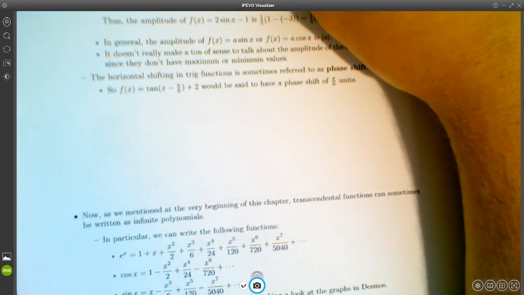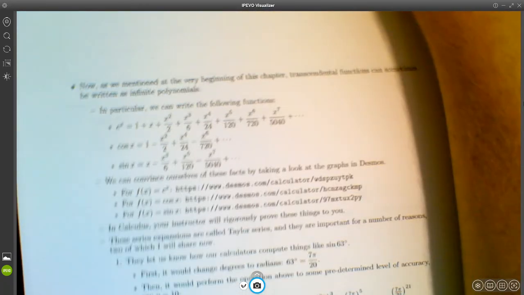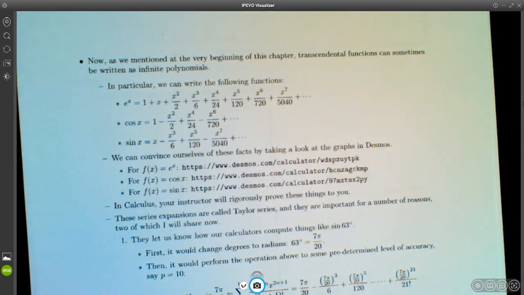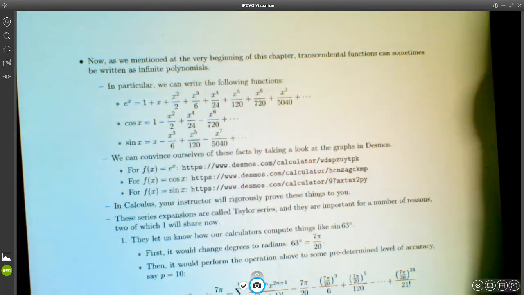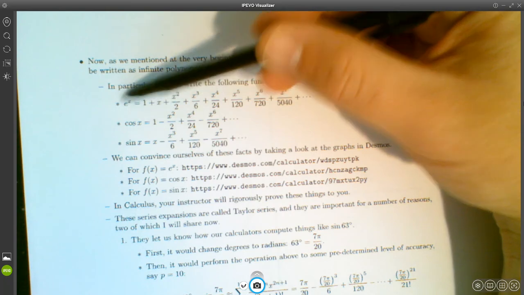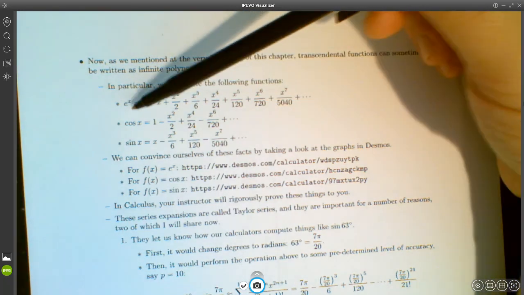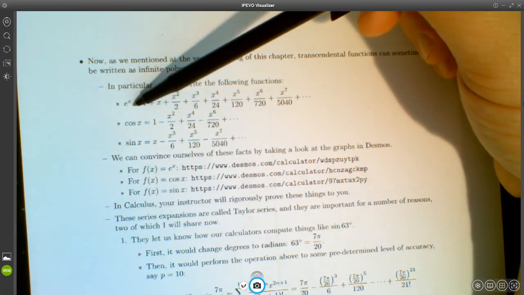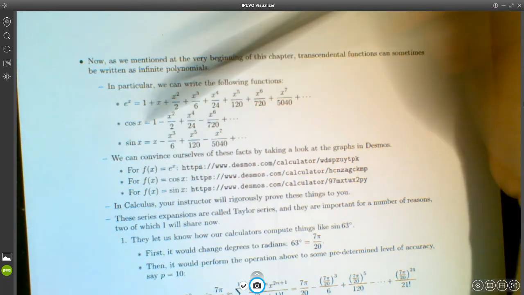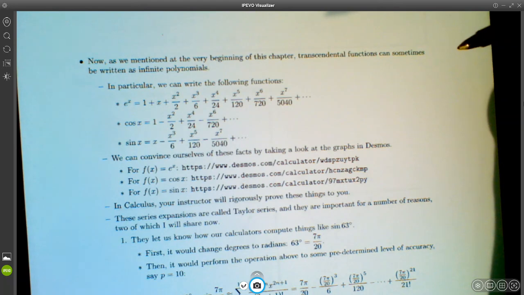However, I do want to discuss a connection now between the transcendental functions that we have been talking about in this chapter. The last several sections have all been about trig functions. But remember, the first 3 sections of chapter 3 were about exponential and logarithmic functions. And so I want to show you how the exponential function e to the x is related to the trigonometric functions sine x and cosine x. And I think that this is really pretty interesting.